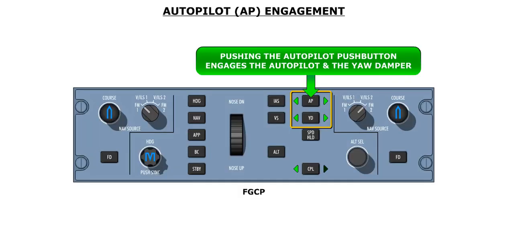The autopilot is engaged by pressing the AP push button on the FGCP. When the autopilot is engaged, the yaw damper is automatically engaged as well. Engagement of the autopilot and yaw damper is indicated by the illumination of the arrows on each side of the AP and YD push buttons.